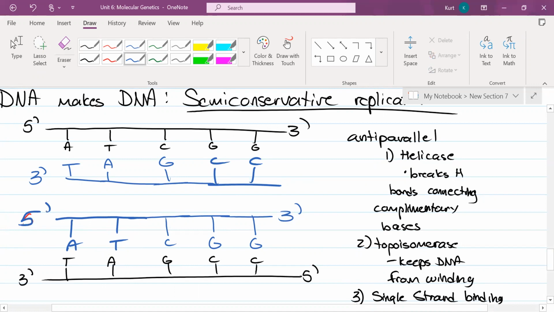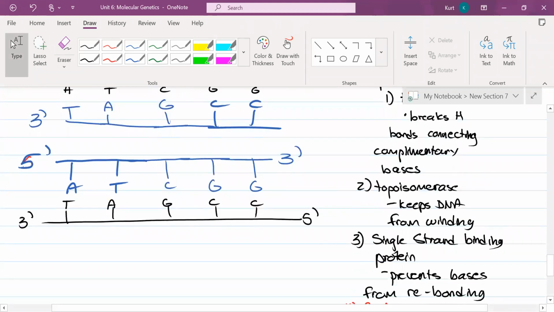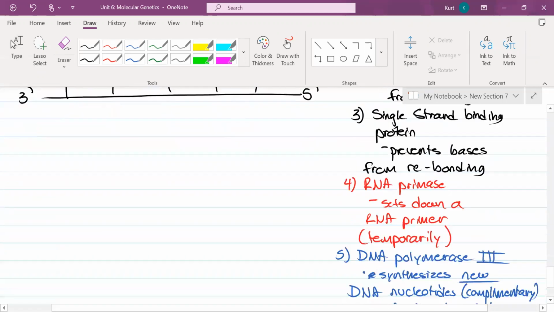You have two identical daughter strands based on what the original template was. This is how DNA replicates itself. It keeps half while making a new half. It keeps half by making a new half.